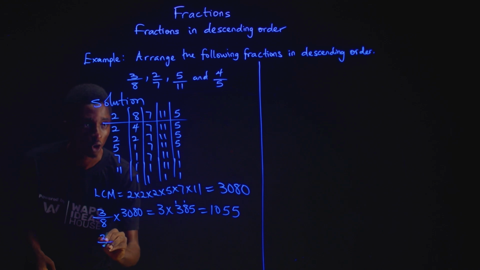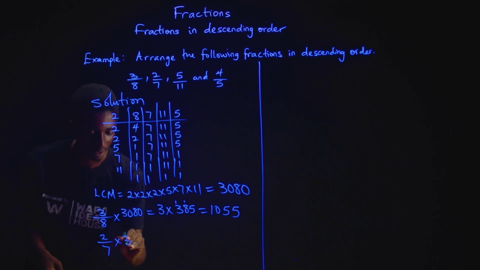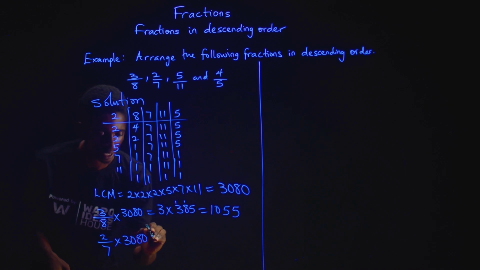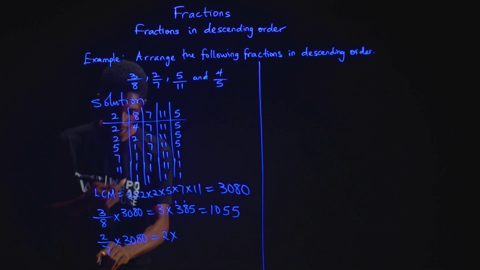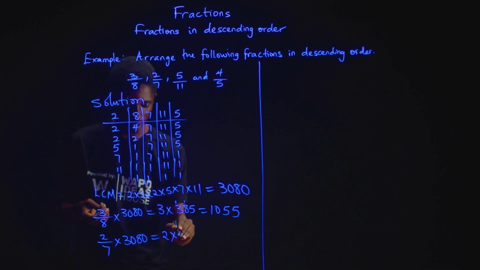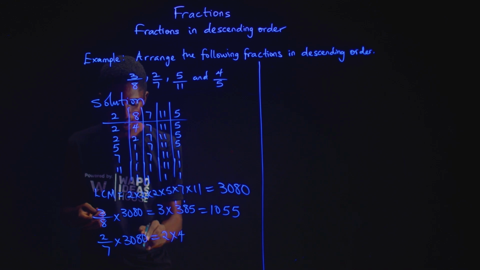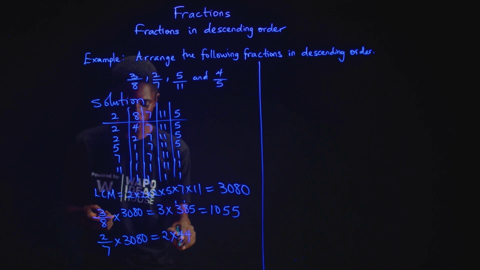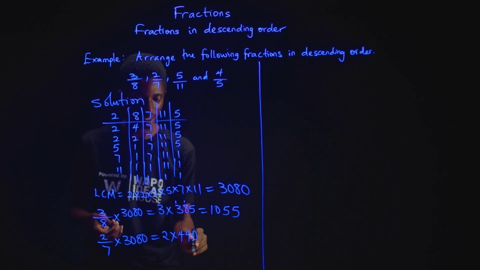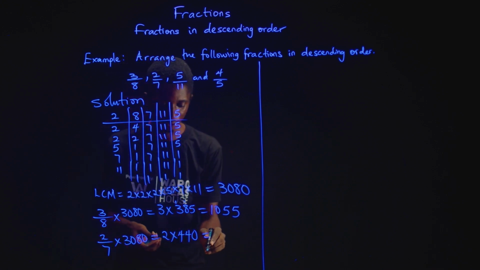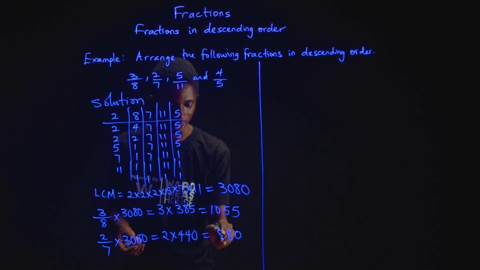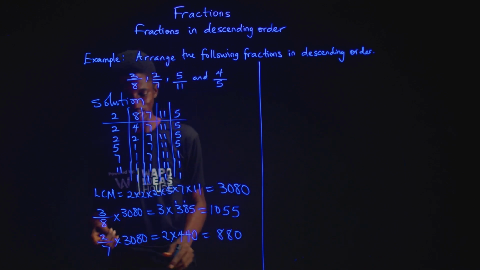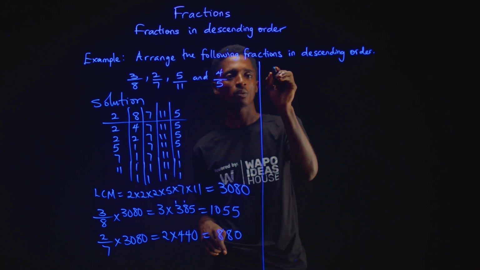Now to the second fraction. We have 2 over 7 multiplied by 3080. Now this would give us 2 multiplied by, now 7 in 30, that is 4, remainder 2. 7 in 28 is 4, no remainders, and then in 0 we get 0. Now 2 multiplied by 440, 2 times 0, 0, 2 times 4, 8, 2 times 4, 8, that is 880.